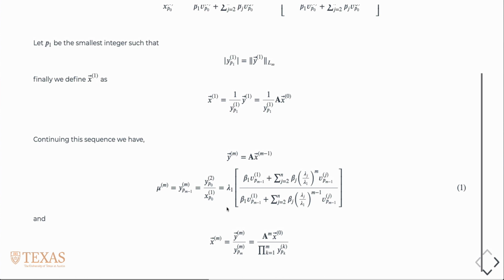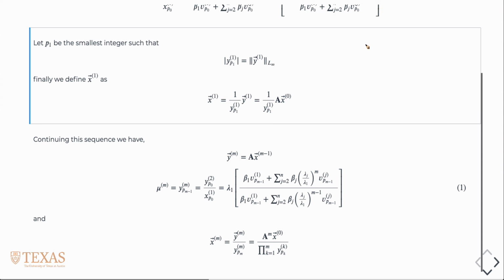And what we have for this equation is for large m, this term goes to 0, this term goes to 0, and then you're just basically left with this term which goes to 1. And so therefore, as m goes to infinity, then mu approaches the largest eigenvalue, lambda 1.